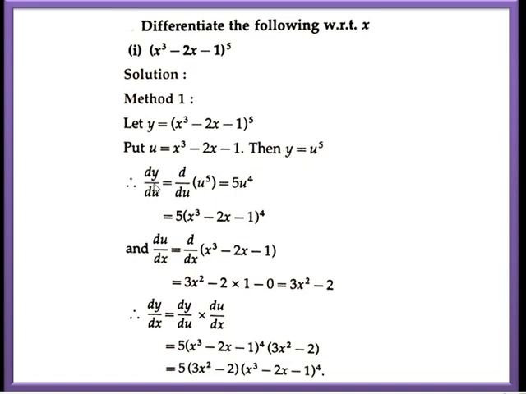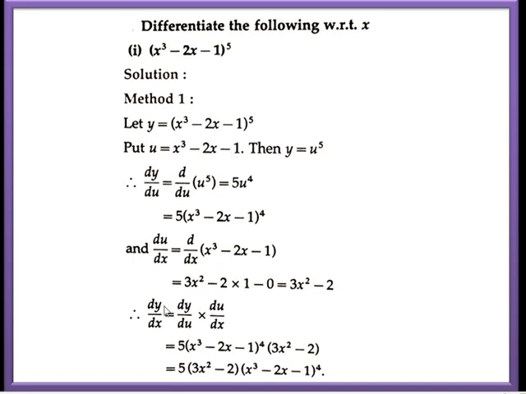Derivative of y with respect to u is dy/du. What is derivative of u raised to 5? It is 5u raised to 4. But we have written u for what? x cube minus 2x minus 1. So dy/du is nothing but 5 into (x cube minus 2x minus 1) raised to 4. Now what is du/dx? If u is x cube minus 2x minus 1, what will be du/dx? Derivative of x cube is 3x square, minus 2 into derivative of x, 1, derivative of constant is 0.